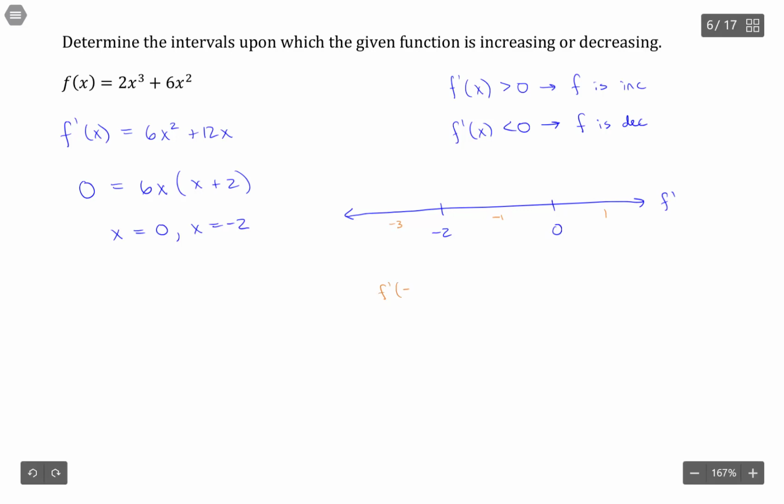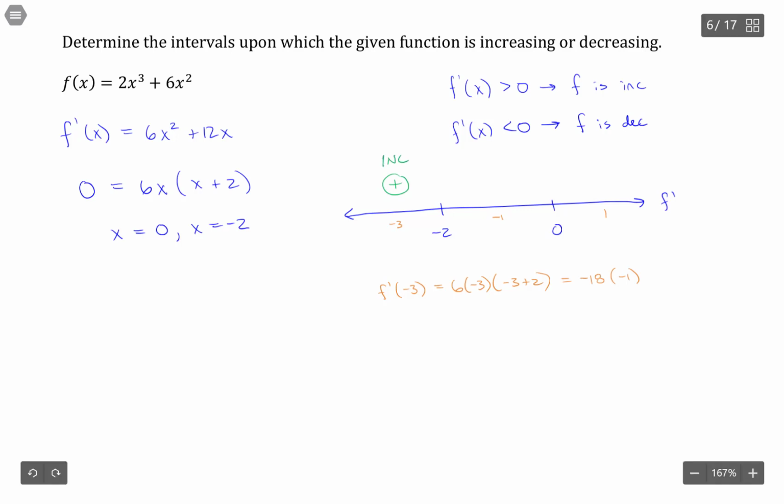So the derivative evaluated at negative 3. That would be 6 times negative 3 times negative 3 plus 2. All I'm really interested in is whether this is positive or negative, so you don't have to completely solve this, just enough to where you know if it's positive or negative. So this would be negative 18 times negative 1. So on this interval, I have a derivative that's positive, so the function is increasing there.